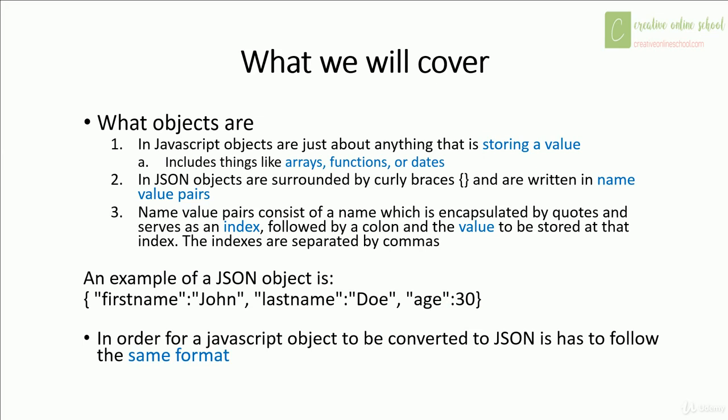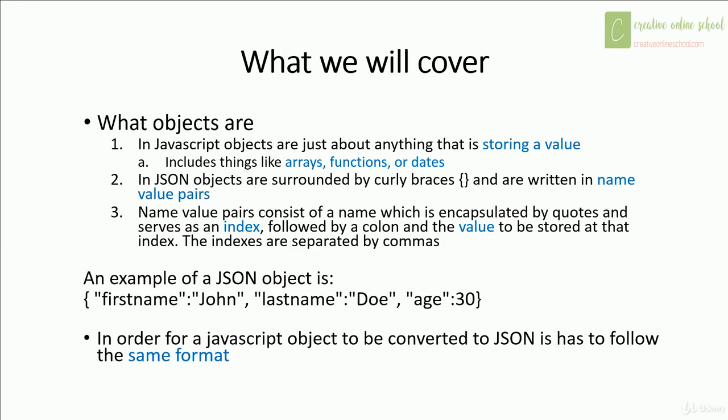Now in JSON, objects are surrounded by curly braces and are written in a name-value pair. Name-value pairs consist of a name, which is encapsulated by quotes, and that serves as our index. It's sort of like an array, followed by a colon and the value to be stored at that index. These pairs are separated by commas.